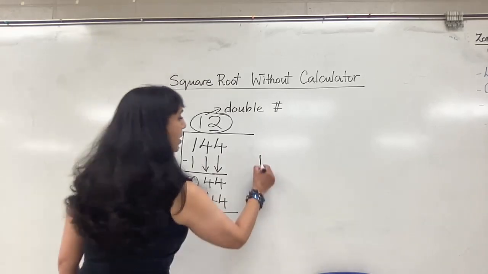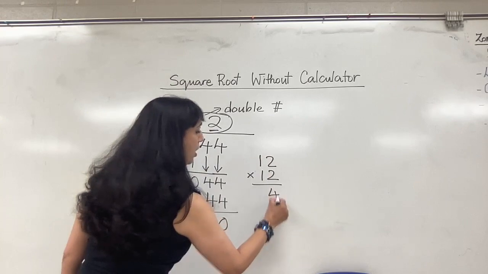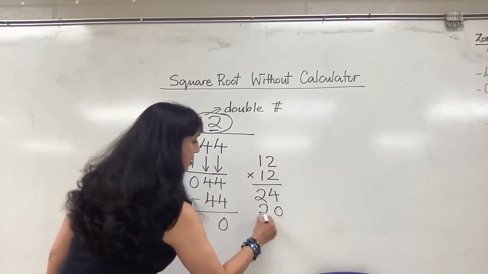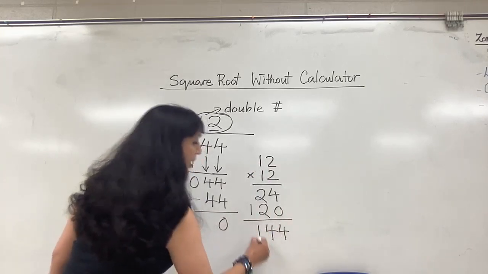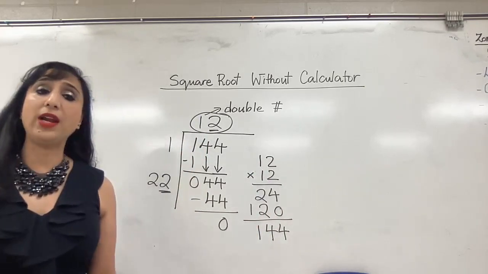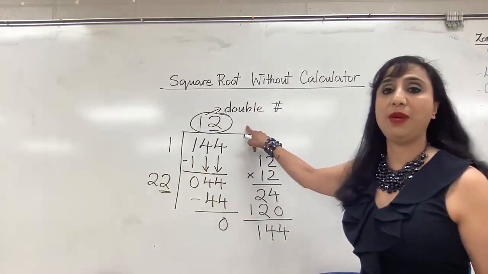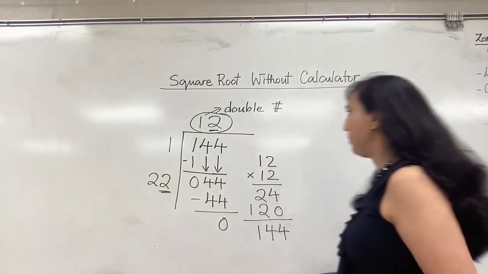And you can check your work. Here we go: 2 times 2 is 4. 2 times 1 is 2. 0. 1 times 2 is 2. 1 times 1 is 1. So absolutely correct. The square root of 144 is 12. All right, let me show you another example.